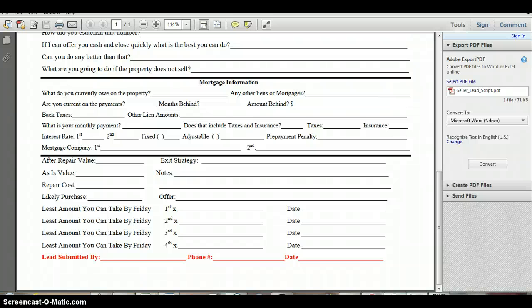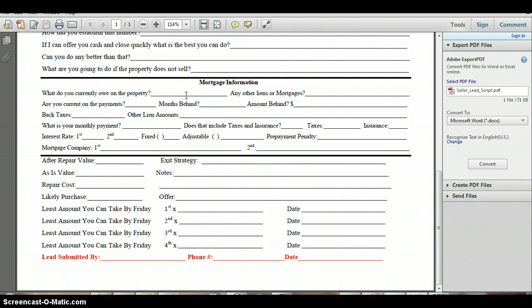Okay, ladies and gentlemen, I am back just as promised to go over the last portion of the seller lead sheet. We're going to really focus on this portion of the seller lead sheet, the mortgage information. Very important, extremely important information.